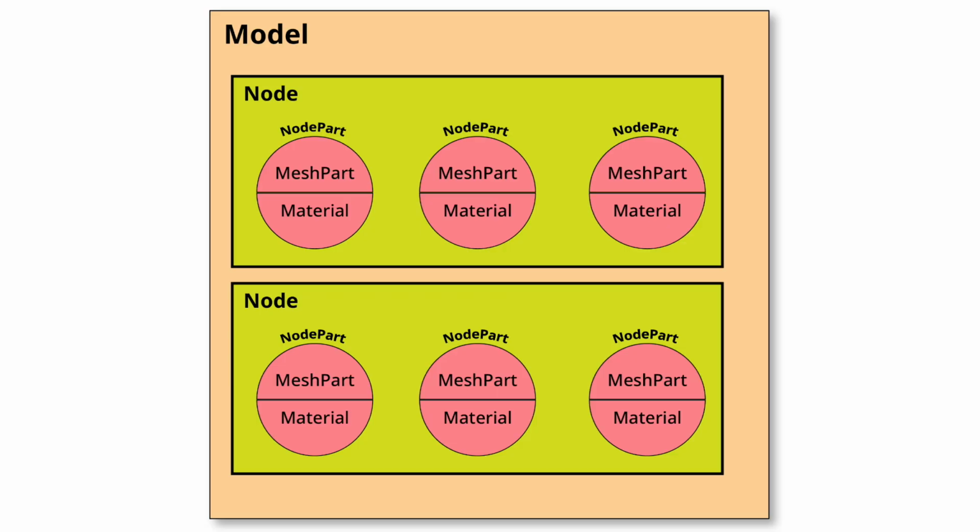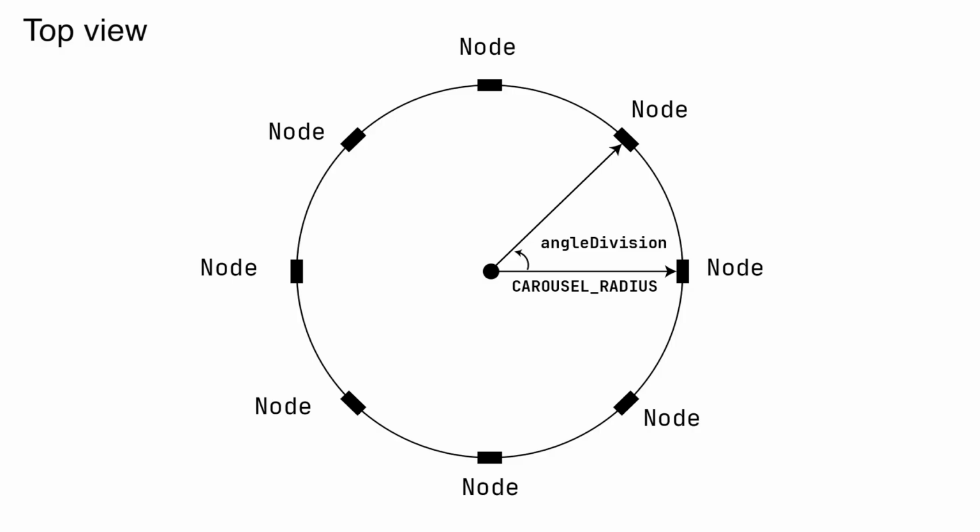Additionally, the structure of a model is like this. It has at least one node object which contains transformation data and visual appearance. Each node has one or more node parts, which consist of a mesh part and a material attached to it. So to build the carousel model, we can create a model with multiple nodes. Each node occupies a position on the carousel like this.